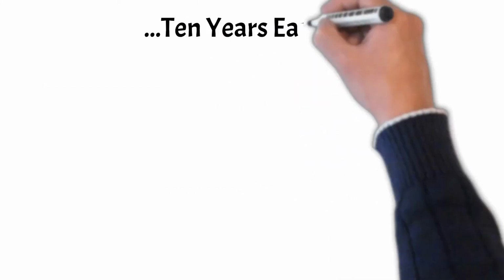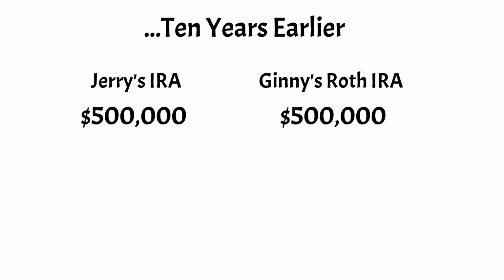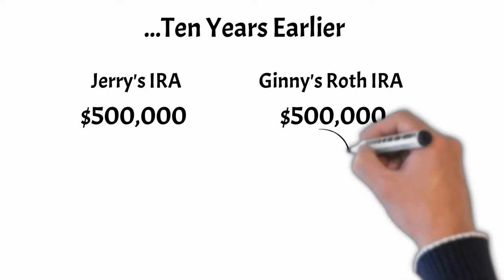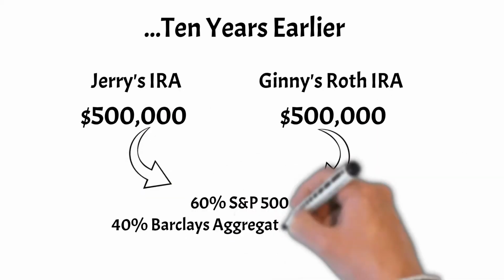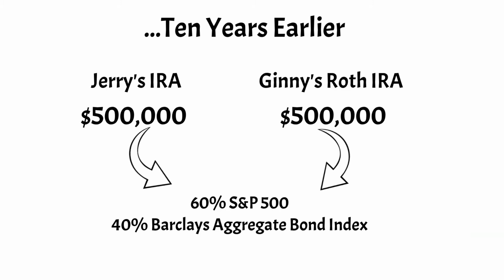Now, 10 years ago, both accounts were worth exactly $500,000, and both accounts had the exact same allocation. 60% in the S&P 500 and 40% in the Barclays Aggregate Bond Index. Now, just a caveat, we can't actually invest directly in an index in the real world, but Jerry and Ginny can because they live in hypothetical math world.